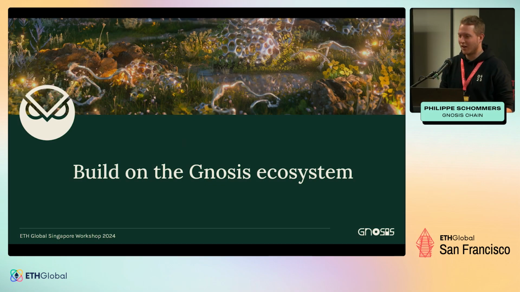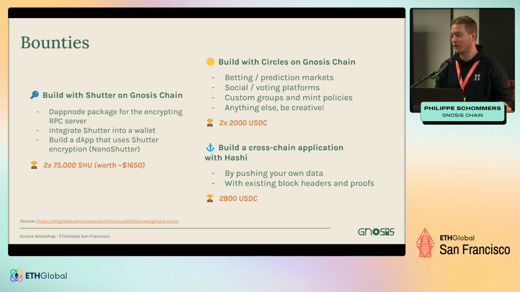All right. Well, hello. I'm going to be talking about the Gnosis ecosystem and, of course, our bounties. So we have three different tracks today. The first one being build on Shutter on Gnosis Chain. So there's a few different things you can do here. The main one being building a dApp that uses Shutter in some way.